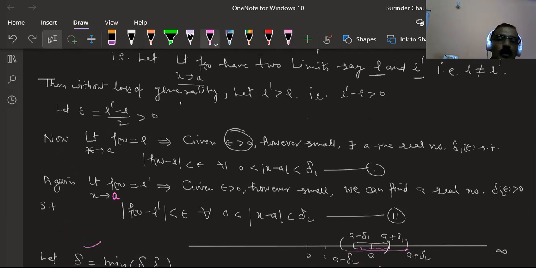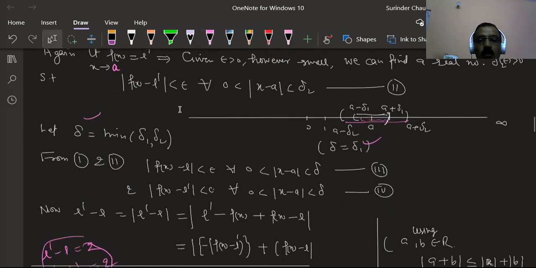In place of limit, you have to write left limit here, and the domain will be changed from a minus delta 1 to a, and in the other case a minus delta 2 to a. Again, you have to take the minimum of both and make the common domain where the results are true.